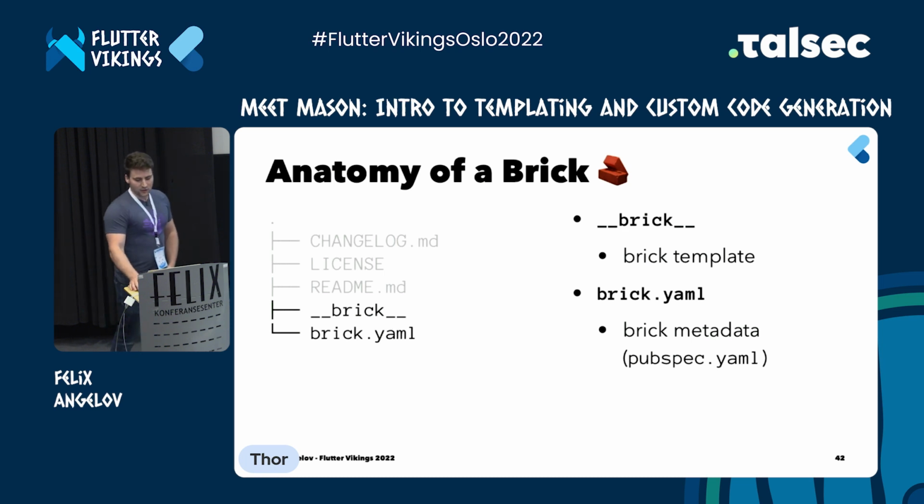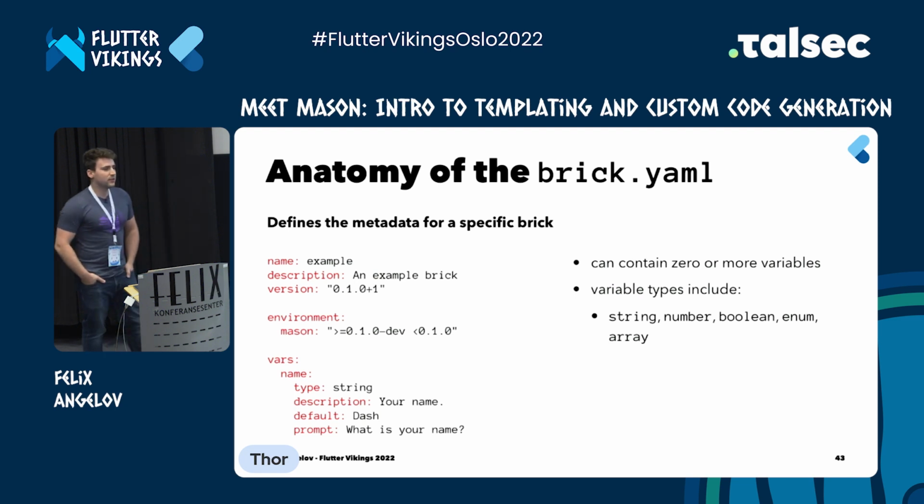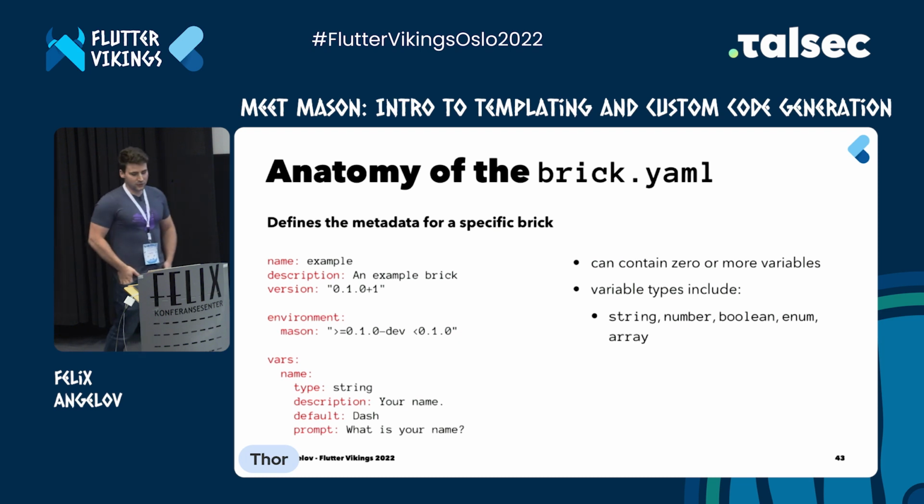And the brick.yaml file is kind of like your pubspec for your brick. So it'll contain metadata about the brick, like the name, description, version, what variables it requires. And a closer look at the brick.yaml, it should look really familiar to your pubspec.yaml. So name, description, version are all the same. Even environment, instead of a Dart SDK, you can specify what version of Mason your template requires. Maybe you're using some newer features and your template needs at least a minimum version of Mason to work.